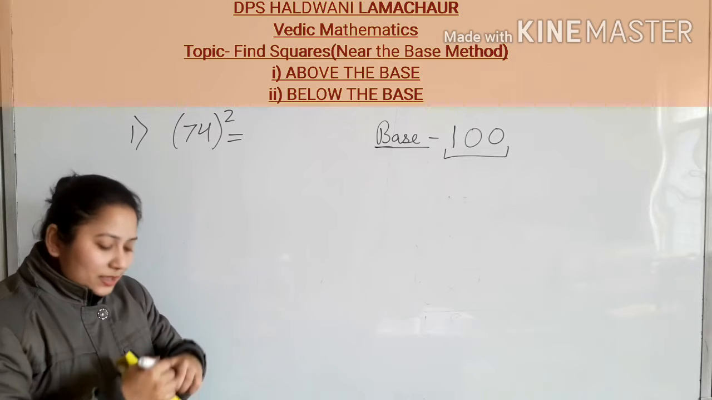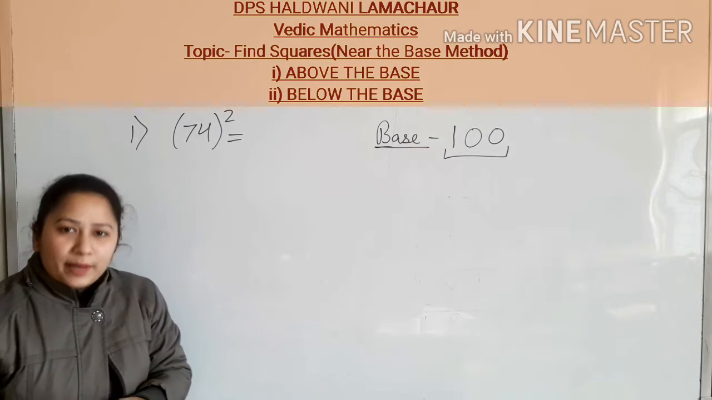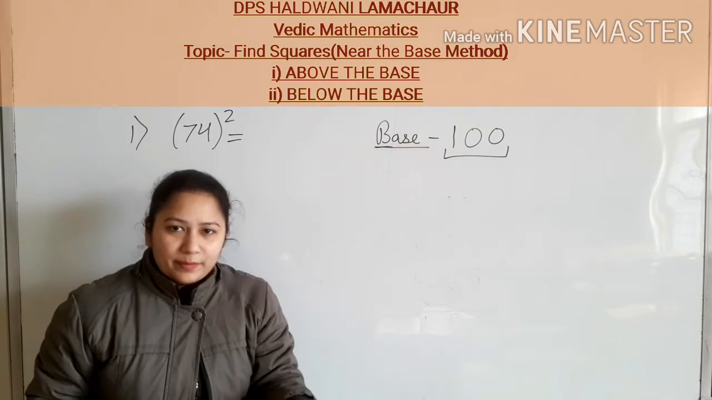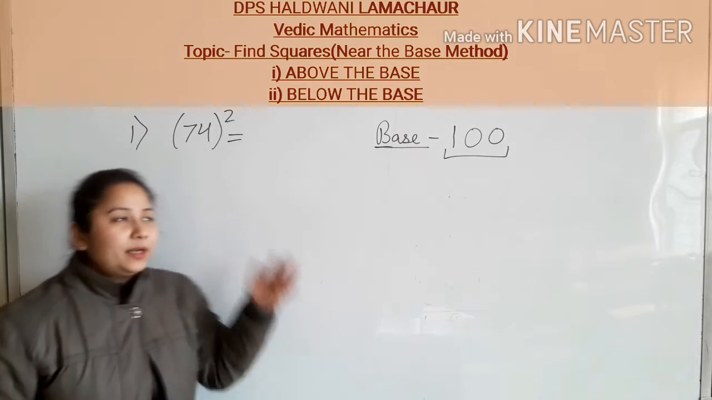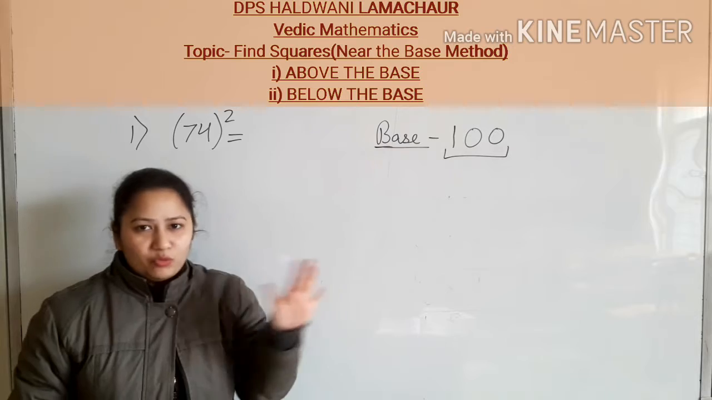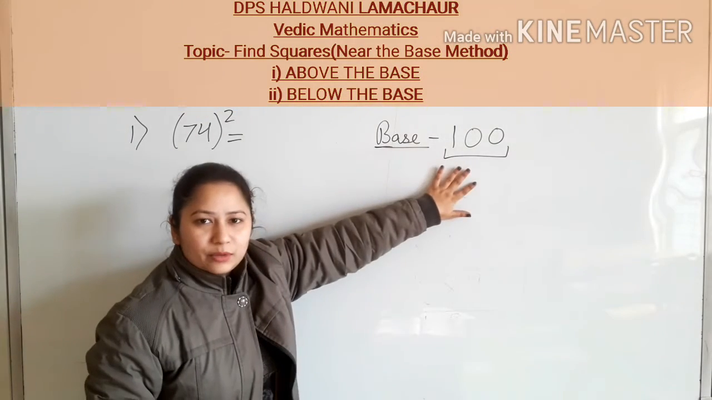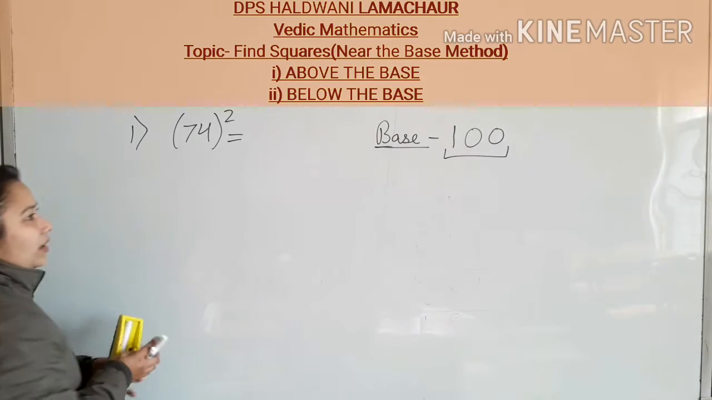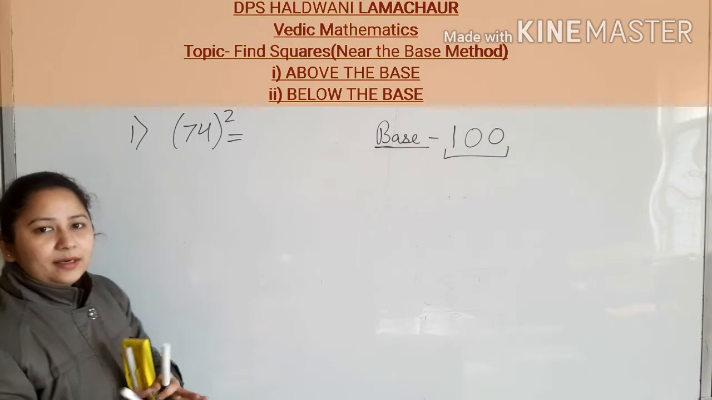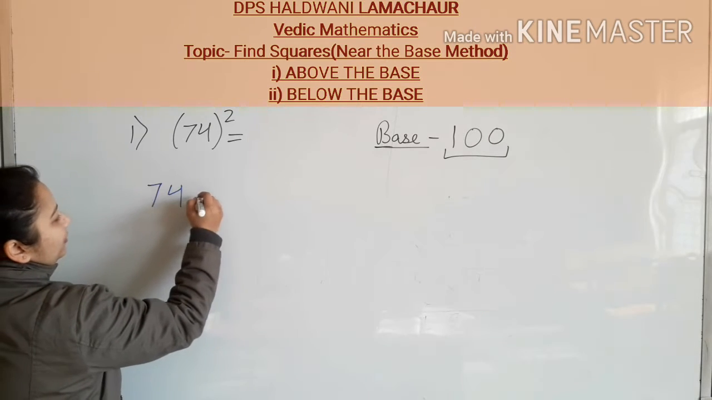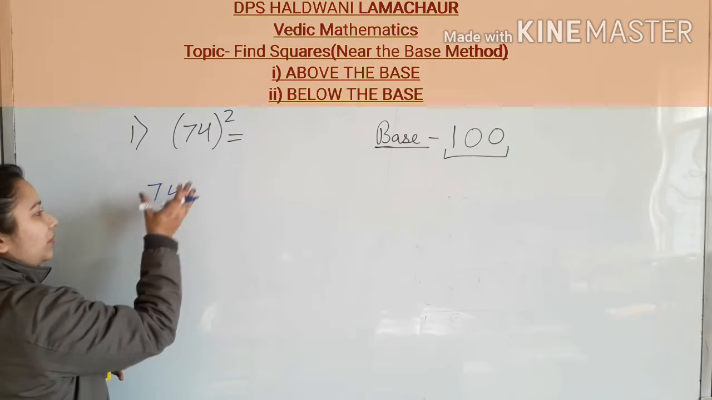Yes kids, in this way you can find the base of the numbers which are below the base. In above the base we are counting 1, but in below the base we don't have to count 1, we only count the number of digits and number of zeros. Now after this, same method we will use. Now first of all, subtract your base from the number.